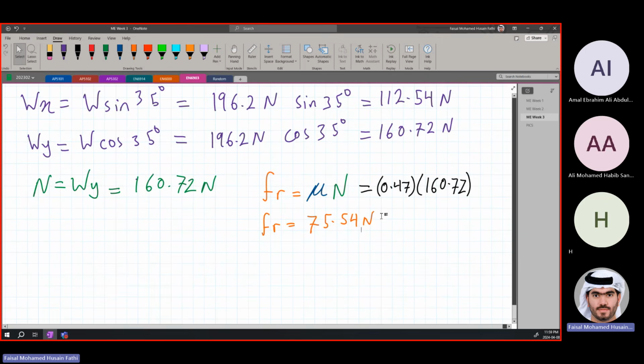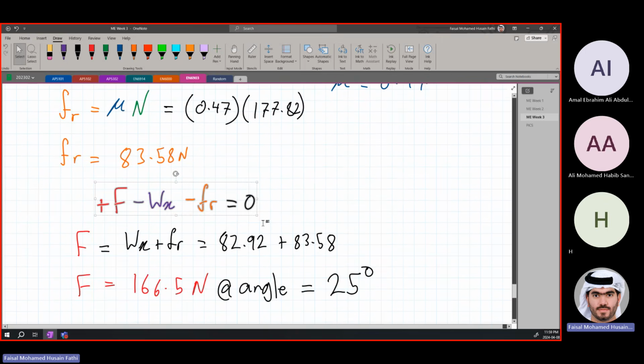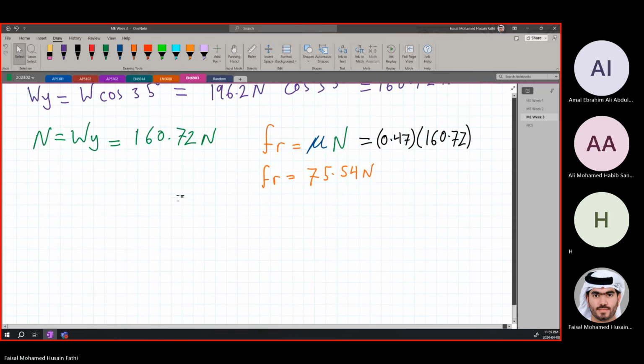Now, let's continue solving this finally. So we have this equation. We're just going to have to apply it again.